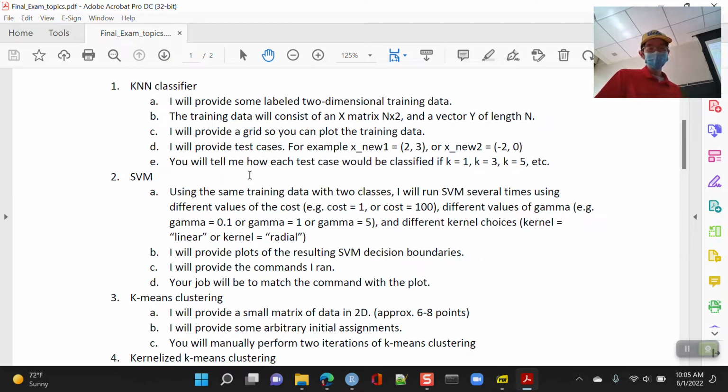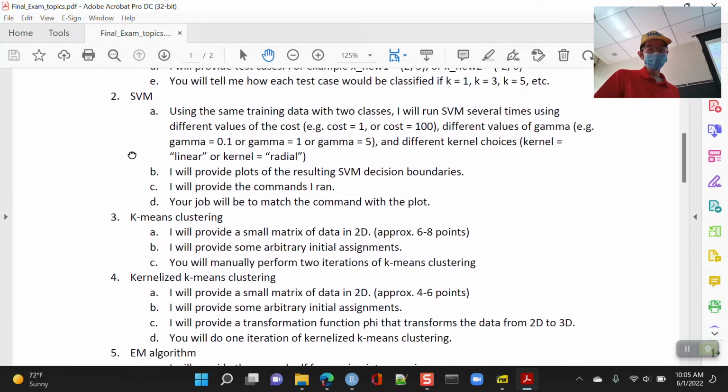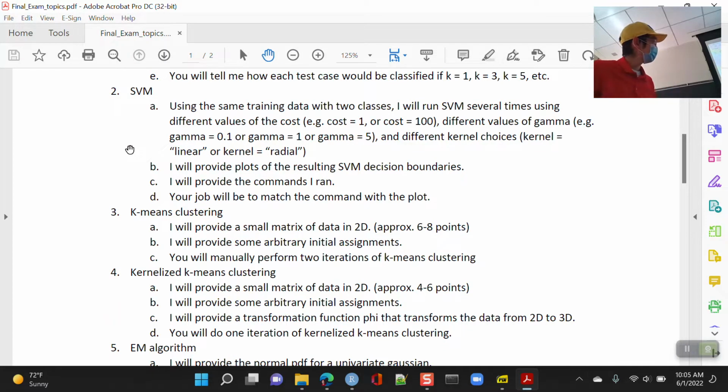Okay, number 2 will be support vector machines. And I will have some training data. The training data will have 2 classes: class 1, class 2, or class plus and class minus, okay? And I'm going to run SVM several times on the exact same training case. Every time I run it, I'm just going to modify a couple of these parameters, and I'm just going to use the computer's SVM.